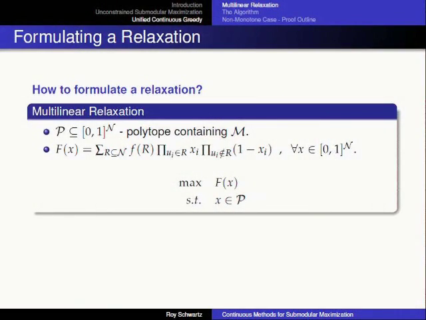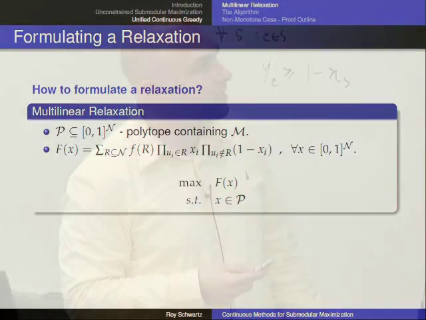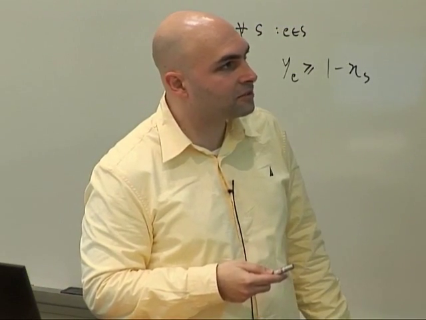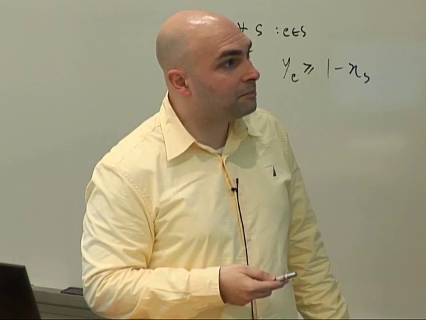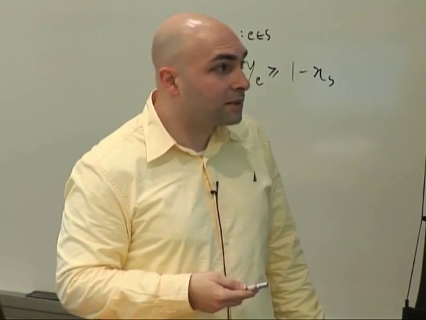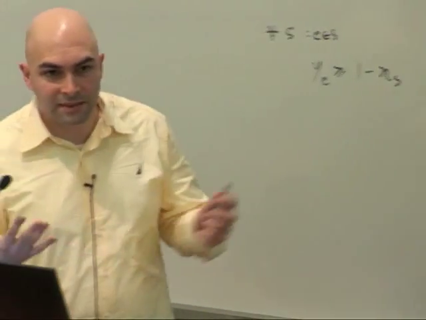So we have the multilinear extension. It's easy. As in any approximation algorithm, find a polytope in the hypercube that contains the feasible family of solutions, and just maximize the multilinear extension this time over all points in the polytope. So this is a very simple way, once you have the multilinear extension, to formulate a relaxation.